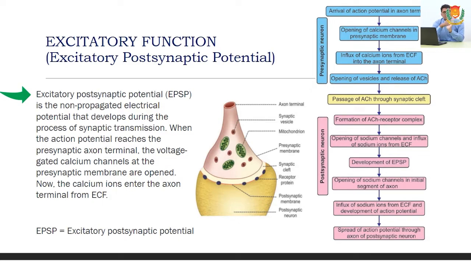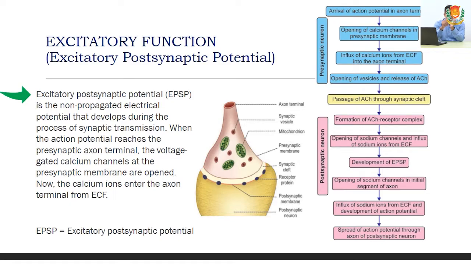At the surface of the postsynaptic neuron, the receptors are present. The formation of the acetylcholine receptor complex. जो एसिटिलकोलिन रिलीज हुआ प्री साइनेप्टिक न्यूरॉन से, वो कंबाइंड हुआ किसके साथ? रिसेप्टर, जो कि कहां पे प्रेजेंट है? पोस्ट साइनेप्टिक न्यूरॉन पे. ओके, नाउ इससे क्या होगा? ओपनिंग ऑफ द सोडियम चैनल एंड इन्फ्लेक्स ऑफ द सोडियम आयंस फ्रॉम द एक्स्ट्रासेलुलर फ्लूइड.